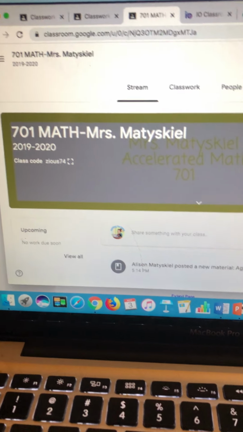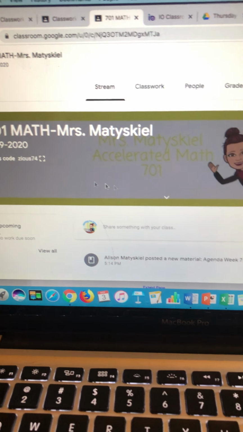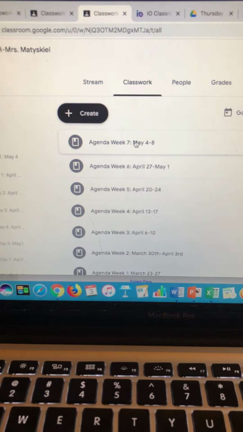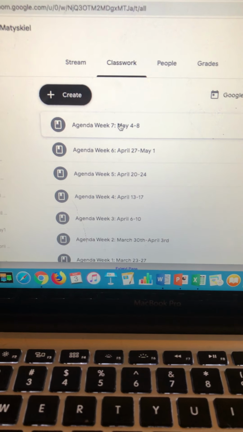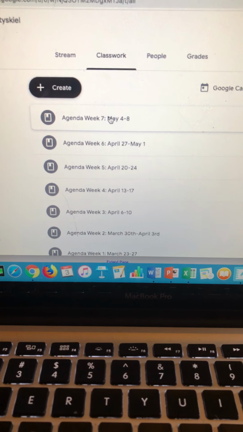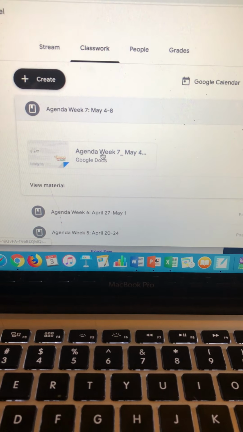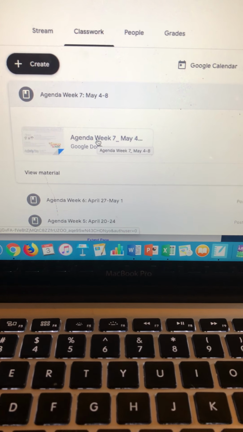So I'm just going to show you what you're responsible for today. We're going to click on the classwork tab. You'll notice that there's a new agenda for the week, in case you use it as a kind of pacing guide and to see what to expect each day. You can click on that. The agenda is available right here for you to get an idea of what we're going to be doing throughout this week.